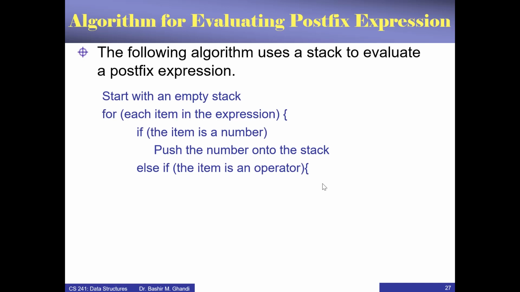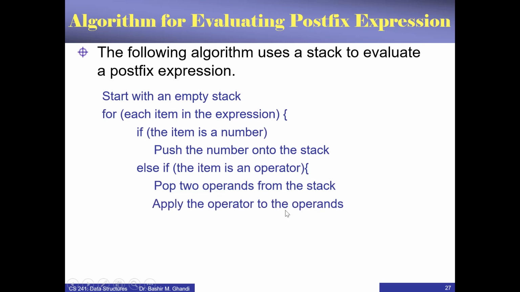Apply your operator on them, get a result, and push that result back in the stack. Okay, so this is what is being said here. Pop 2 operands from the stack, apply the operator on the 2 operands. So if the operator is times, you have to times the 2 numbers. If it is minus, you have to subtract the 2 numbers, and so on. The result you're going to get, push it back onto the stack. And basically that is the algorithm.